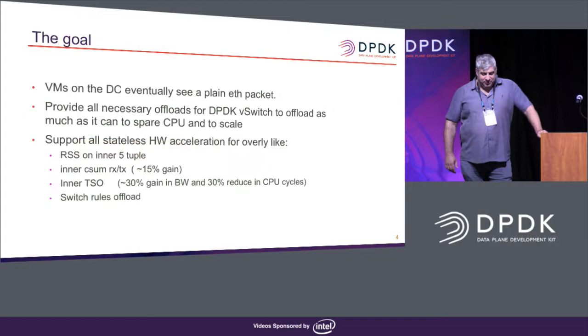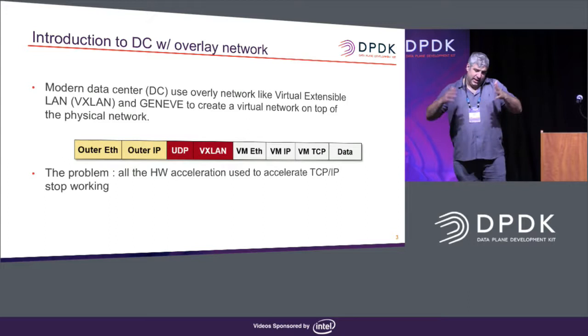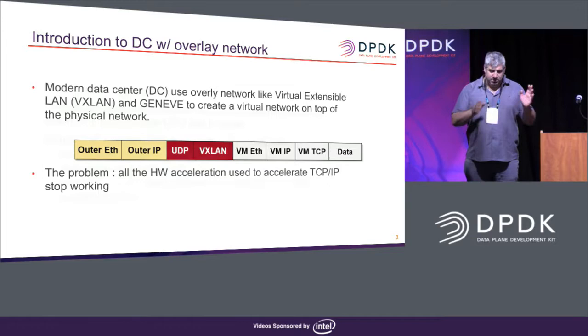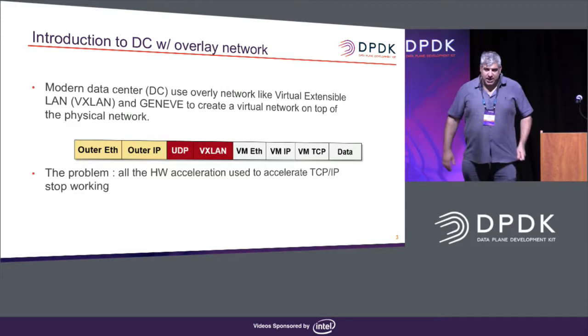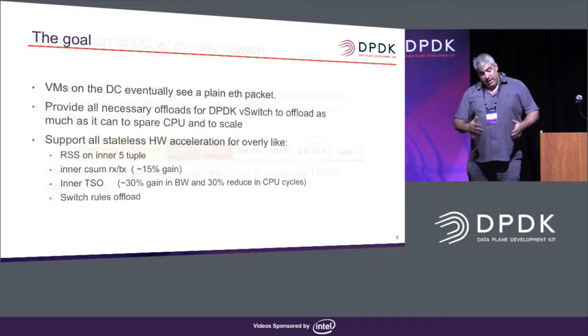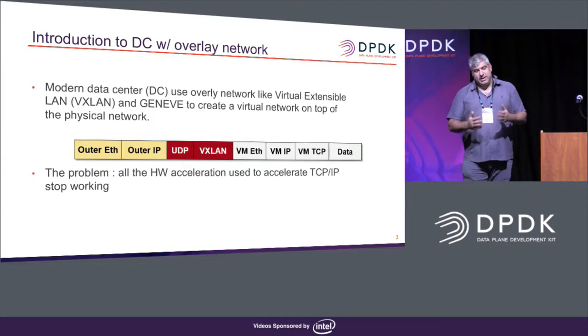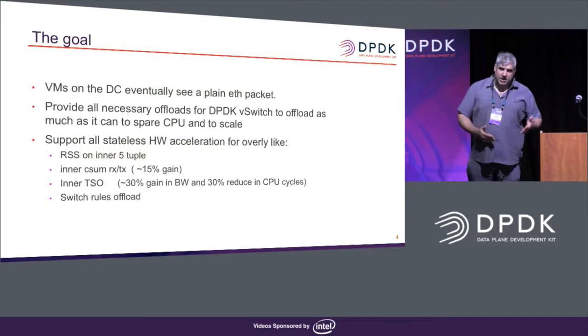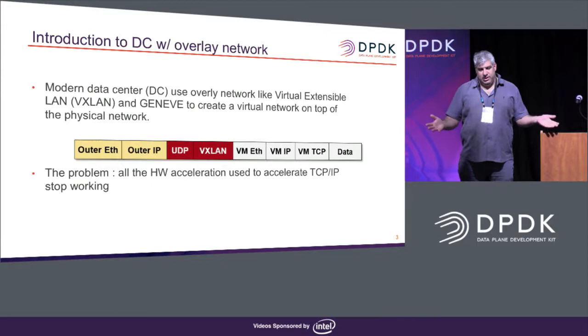So what tunneling is doing is take the original packet that has an Ethernet, sometimes not the Ethernet and only the IP, and the TCP or the UDP of the inner packet, and put it encapsulated inside a tunnel. For example, a VXLAN tunnel is on top of UDP, and of course there is in layer 3 an IP, could be IPv4, IPv6, and another Ethernet header, if it's Ethernet.